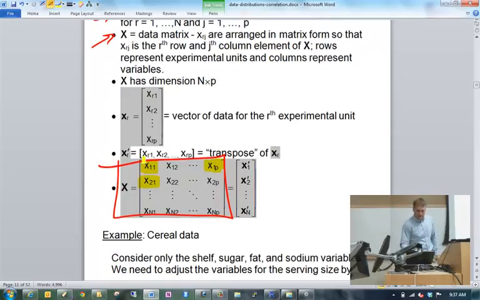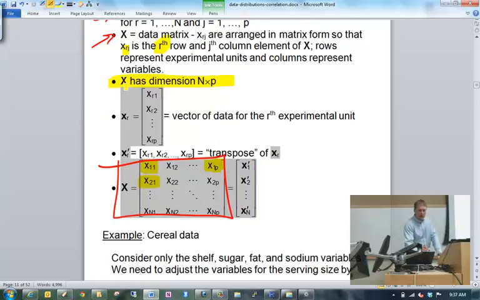Notice also why I'm using r. That first index, r, represents row, as in R-O-W. Perhaps I should have used c for columns, but I didn't do that. Didn't think far enough ahead. So X is going to have a dimension of n by p.